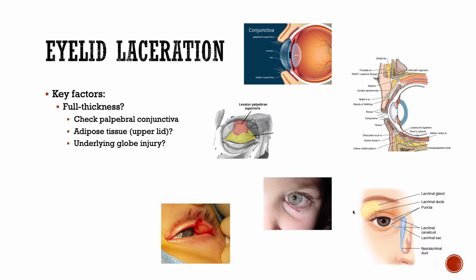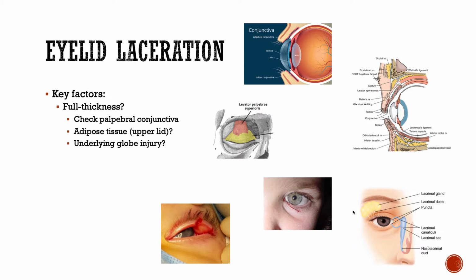It's very common to have ocular injuries in association with eyelid lacerations. And so you also want to rule out, is there potential globe injury that I should be worried about? But also with full thickness, you want to check again the palpebral conjunctiva. So with everting the eyelid, like we talked about before, you want to make sure it's not through and through.